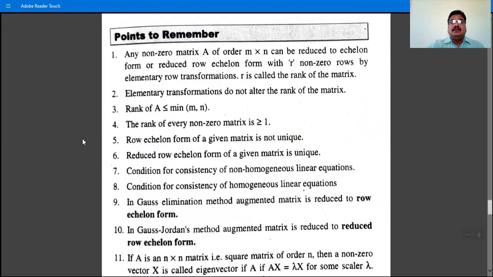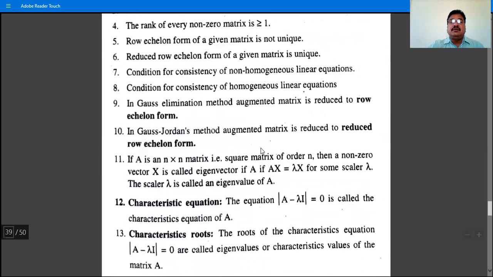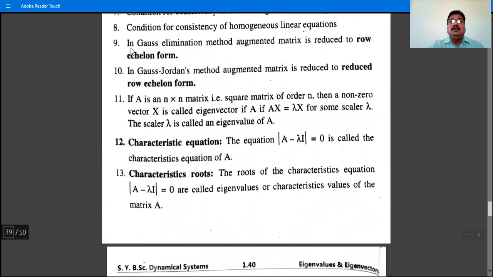These are some note points. These are important for MCQ type questions. In Gauss elimination method, the augmented matrix is reduced to row echelon form. So the MCQ type question is: in Gauss elimination method, the augmented matrix is reduced to dash dash dash.